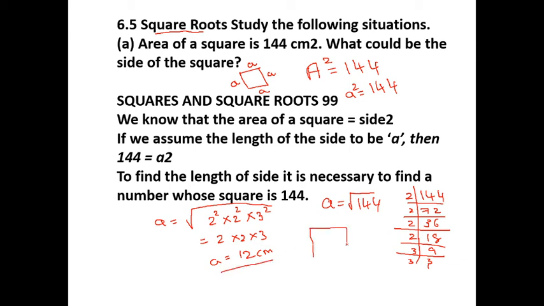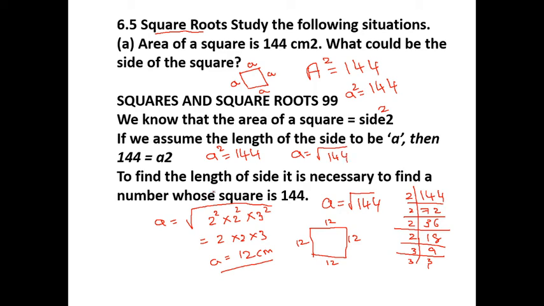So this is related with the square root. Here it is 12, here it is 12, here it is 12, and here it is 12. So we know that the area of a square is equal to side square. Here the power is 2 we have to write. If we assume the length of the side is A, then I have to write A square is equal to 144. But if this square is removed, then we have to write A is equal to under root 144.